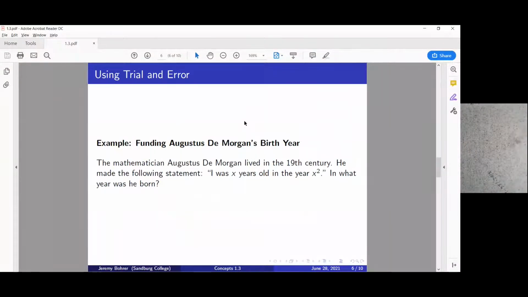Next up, we want to find the birth year of Augustus de Morgan, who was a mathematician who lived in the 19th century. He made the following statement: I was X years old in the year X squared, and we want to know in what year he was born.